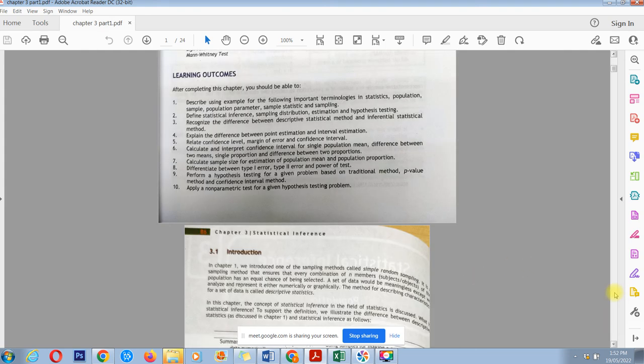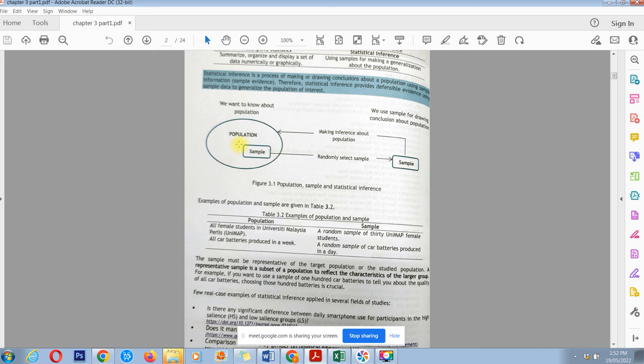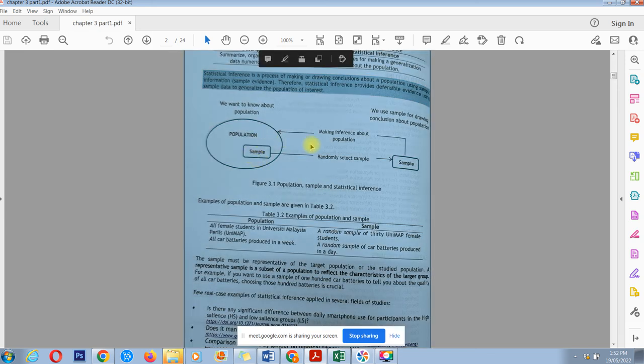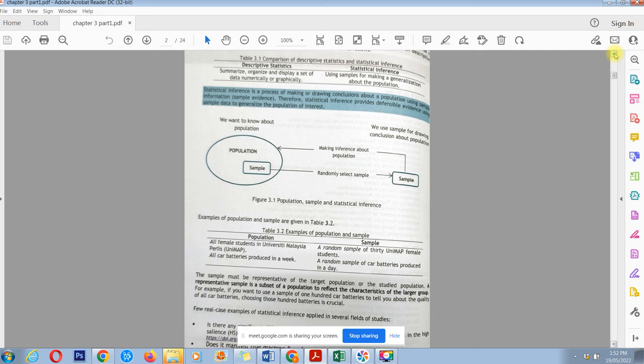So if you can see in your textbook, we have this thing. We have a population, and then we have a sample, and statistical inference depends on the sample, if we make the inference from the sample. So this is actually chapter 1. In chapter 1 we already did, but this is more detail, where the population is the whole data set we have, but the sample is from the whole data set.